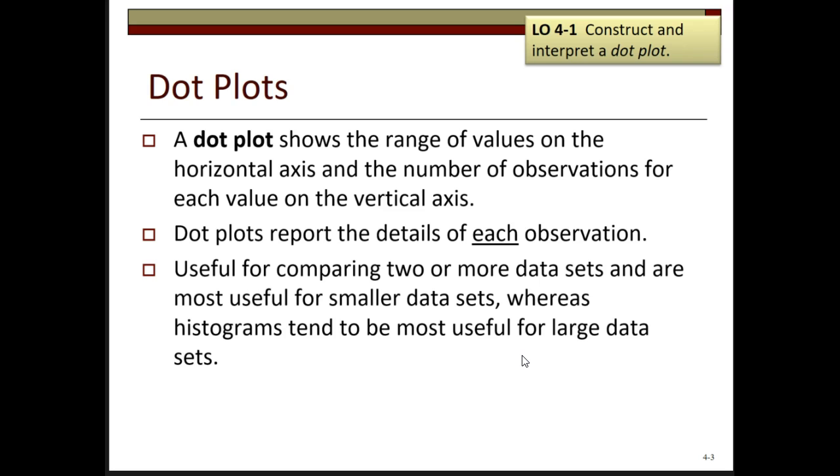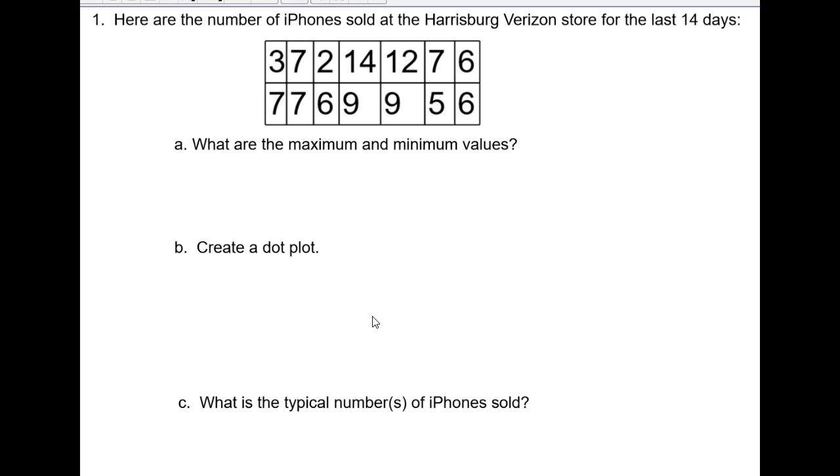When developing a dot plot, you want to make sure that each observation is displayed as a dot along a horizontal number line indicating the possible values of the data. If there are identical observations or the observations are too close to be shown individually, then you are going to pile the dots on top of each other. And in the example problem that we are going to do, I will show you how to do that. All right, let's take a look at a practice problem for dot plots.